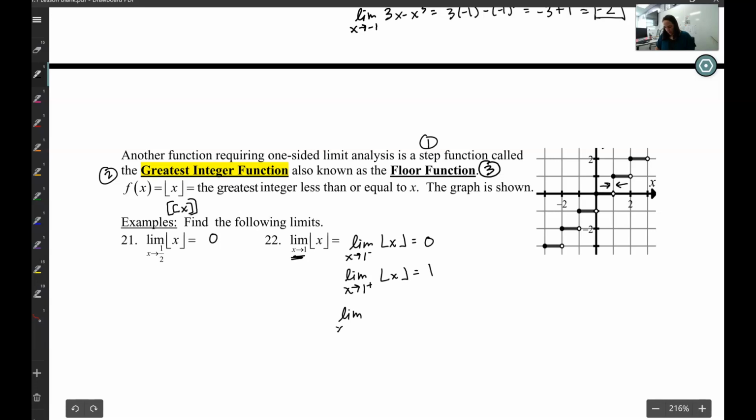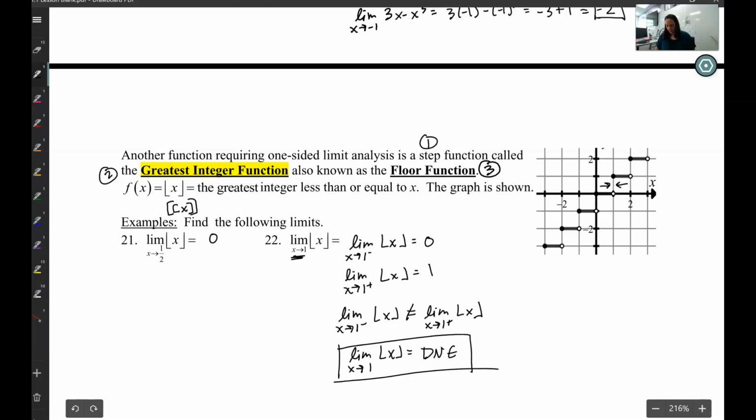So the limit as x approaches 1 from the left does not equal the limit as x approaches 1 from the right. So then we can say the limit as x approaches 1 does not exist. And that's your greatest integer function.